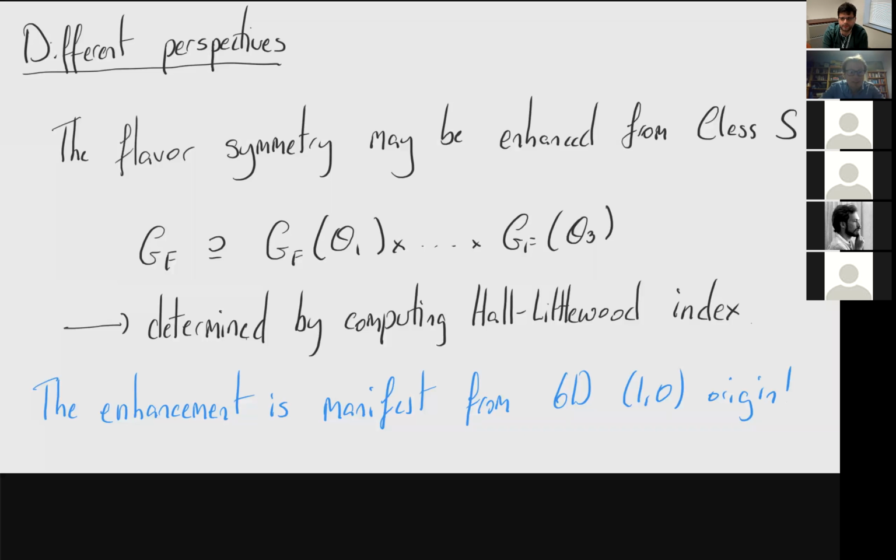This can be rather tedious. And one thing which is particularly nice is that the enhanced global symmetry group is manifest from the 6D (1,0) point of view. So you gain something from that point of view.